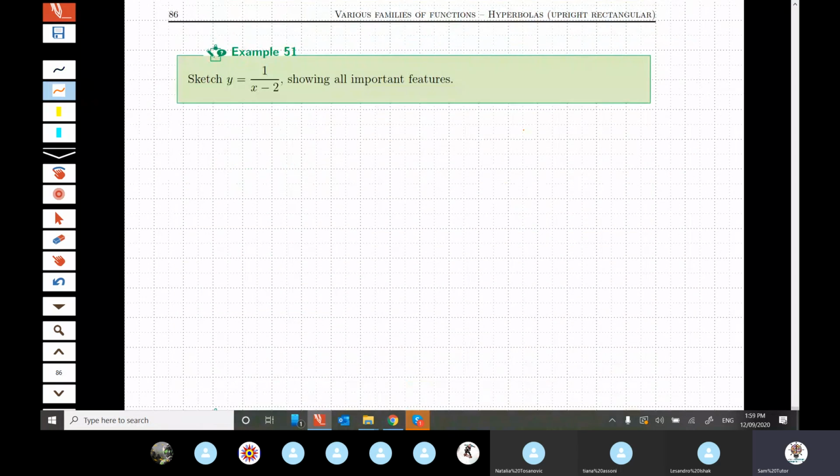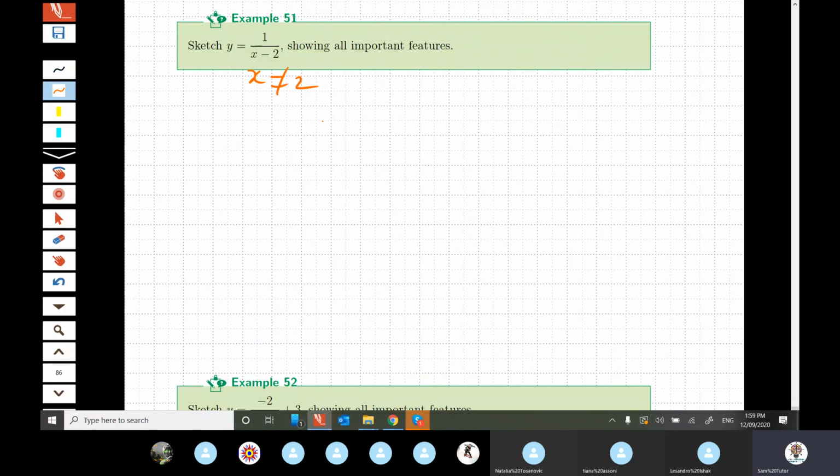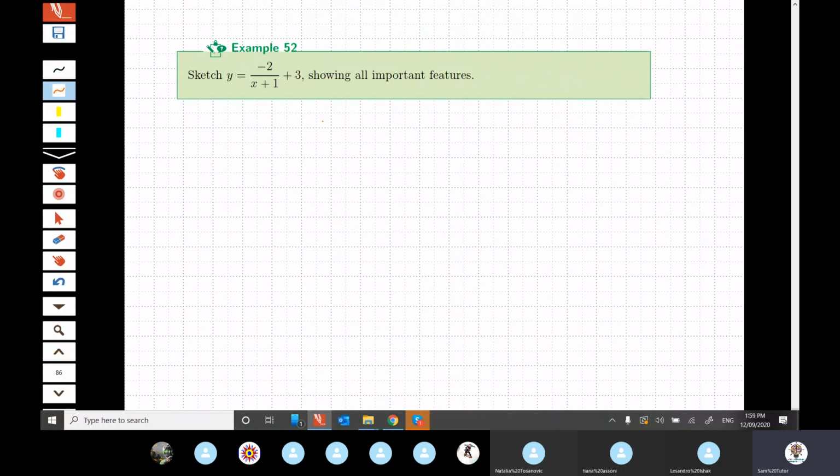Then we got to our hyperbolas. Same thing. What can x not equal to? 2. Your denominator can't be 0. So just be aware of that. So like this one here, straight away, what can x not equal to? -1. And then what can't y equal to? Nope. -2. Nope. 3. Y can't equal 3.